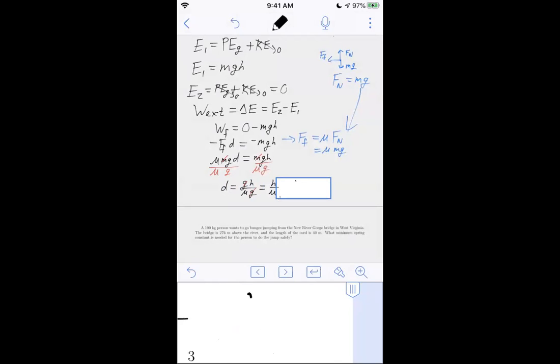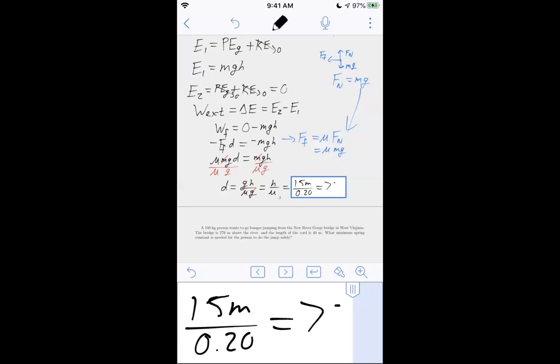Okay, so our height was 15 meters, and mu is a number 0.20. So dividing by 0.2 is like multiplying by 5. So that would give me 75 meters.